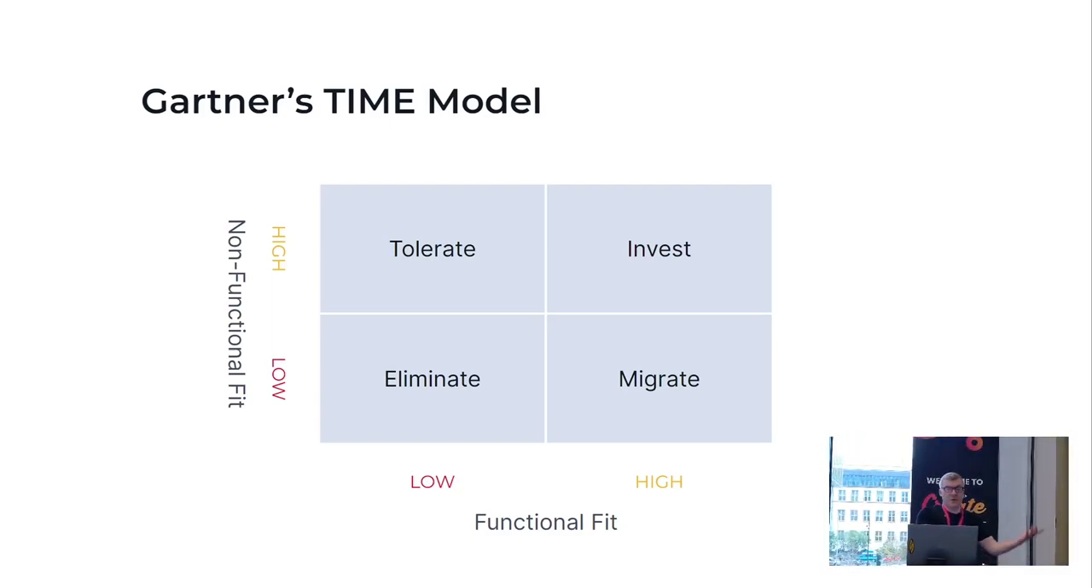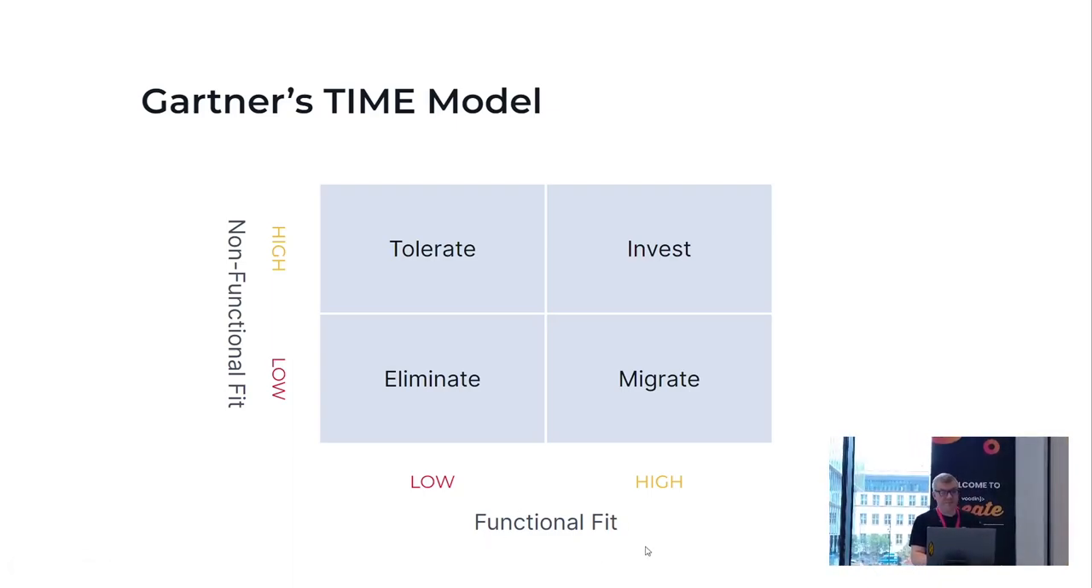So Gartner is a company that has come up with one certain model, and that is the TIME model, and that's really standing for the first letters of the words tolerate, invest, migrate, eliminate, and that is depending on if the applications have a low or high non-functional fit or a low or high functional fit.